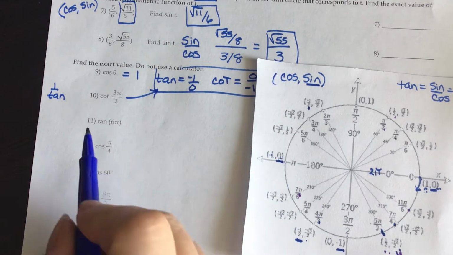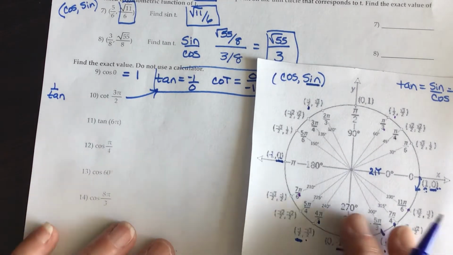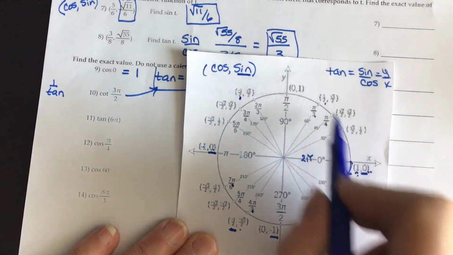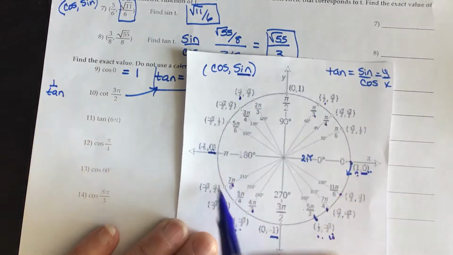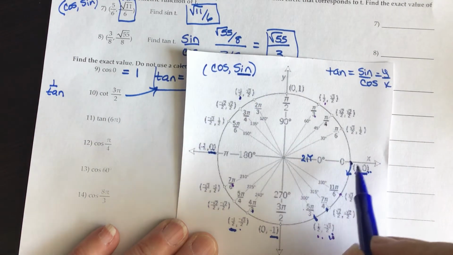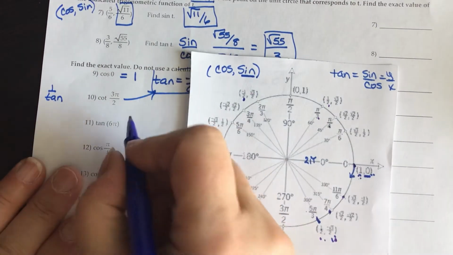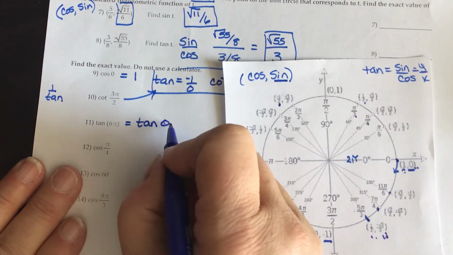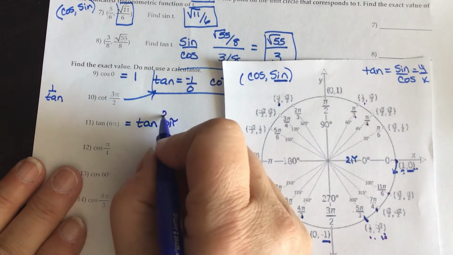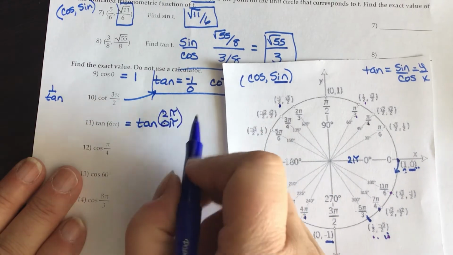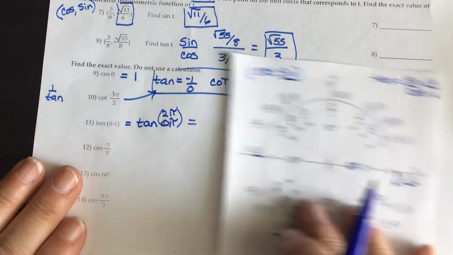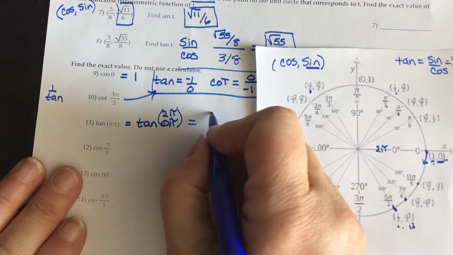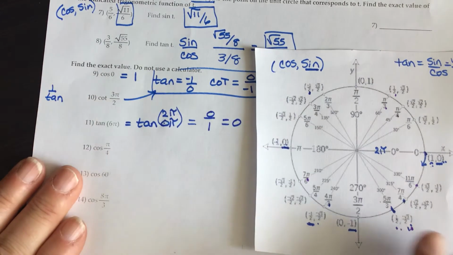Then I have tangent of 6 pi. And if I think about 6 pi, it's not on my unit circle. I could go around. Here's 2 pi. Around again is 4 pi. And around again is 6 pi. So this is the same thing as saying tangent of 0 or 2 pi, either one of them. So tangent is sine over cosine, which in this case is 0 over 1. That's 0.